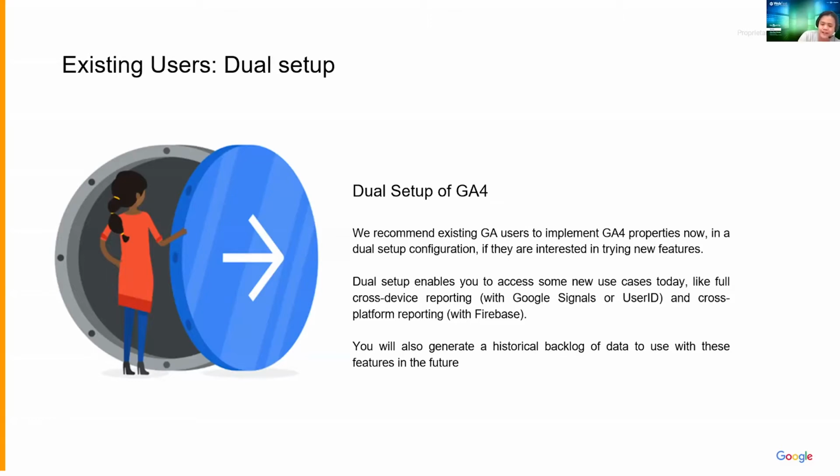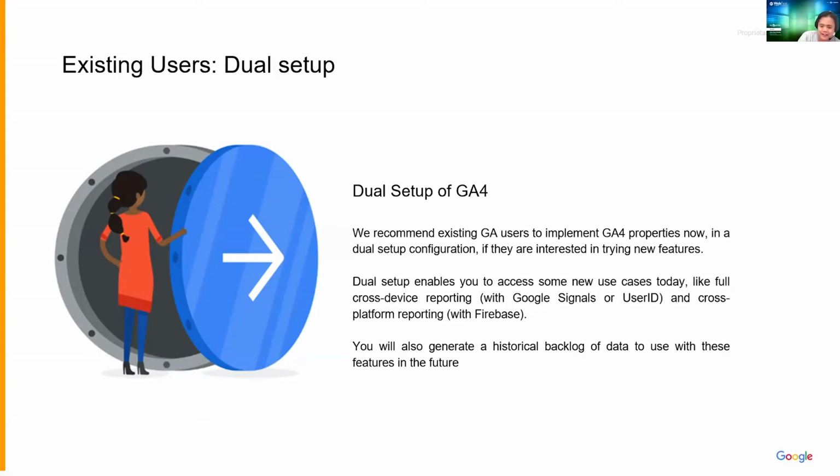So you'll be wondering, does that mean I am duplicating my collection? I'm collecting in two places? That is exactly true, right? That's what dual setup means. It means that the same data is being collected in two places. And that's recommended because it's probably the safest way for existing users to move to GA4.